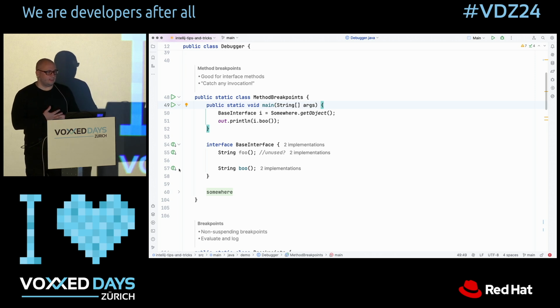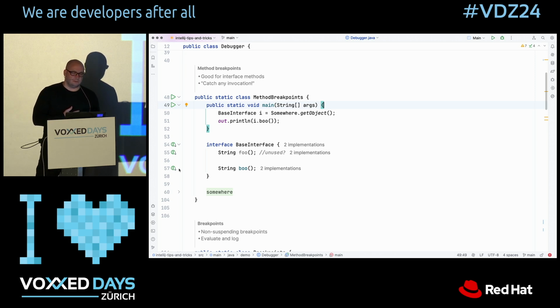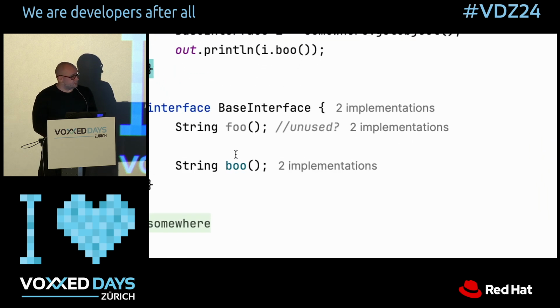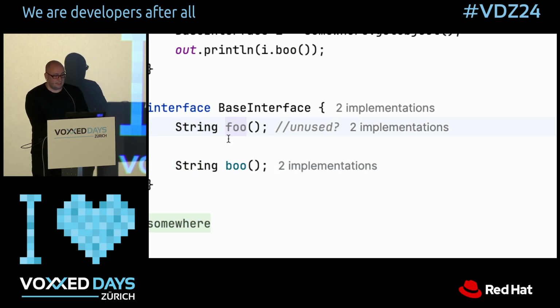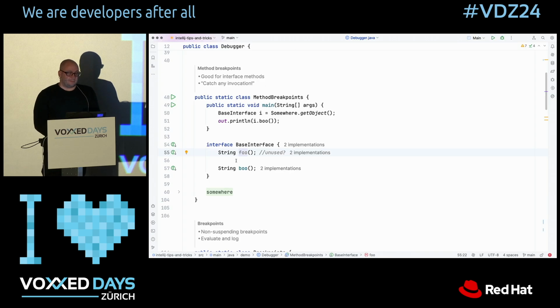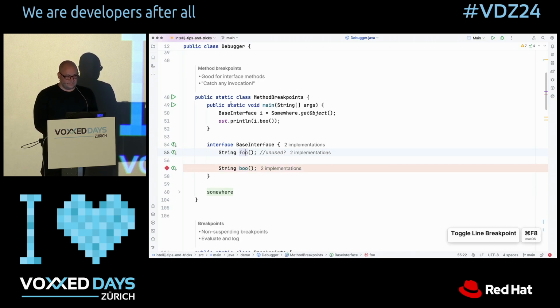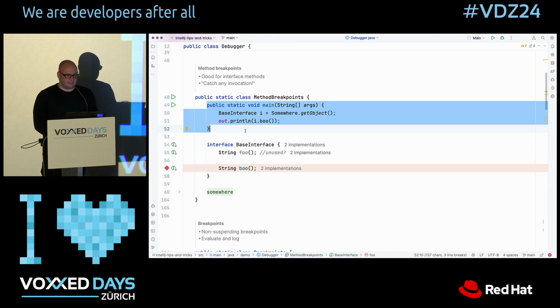They can be very useful when you're actually working with interfaces. So in this case, probably it's not so visible on the screen, but I have a bool method that is colored, and the other one is grayed out because it's unused. Let's see what happens if I put the breakpoint first at the bool method. So there is a main method that invokes it.